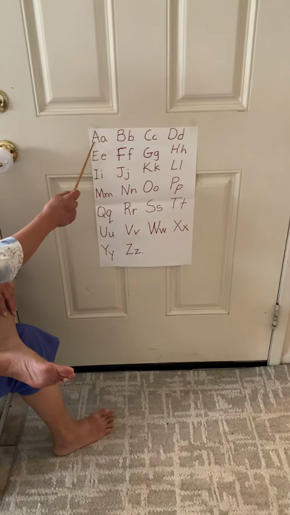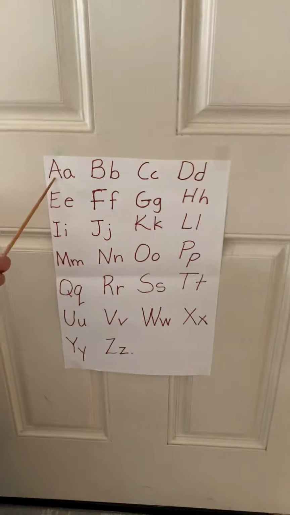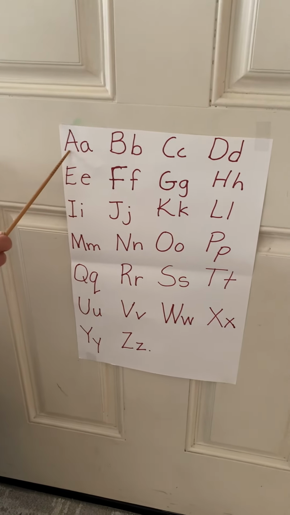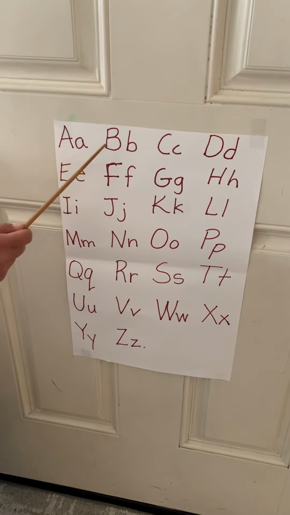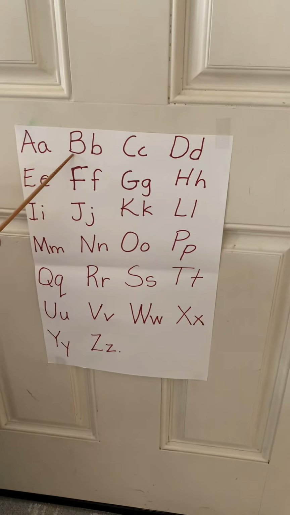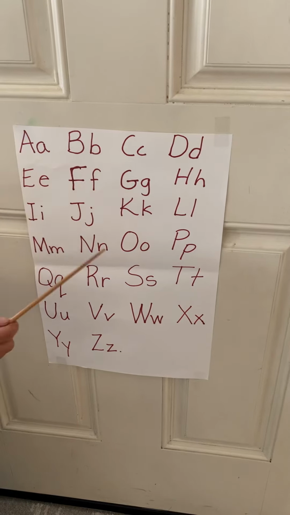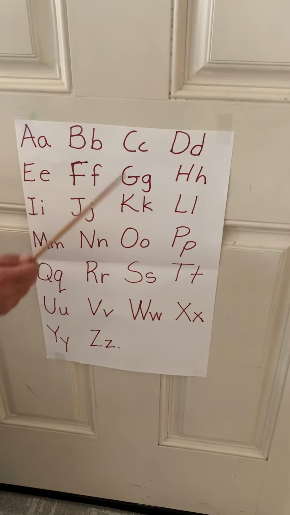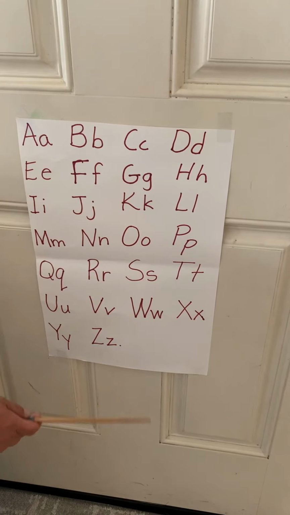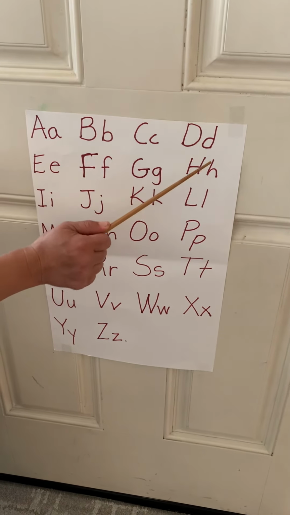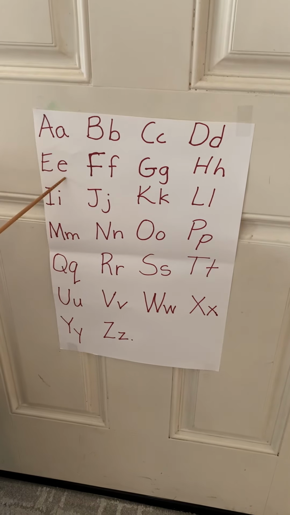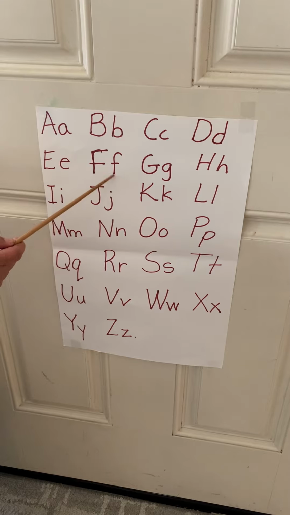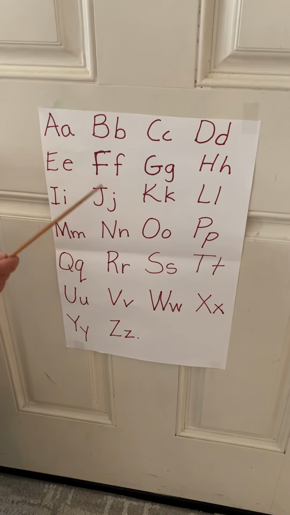So A says, this is A. A says A, and A says ah. B says B, and B says b. C says C, and C says k. D says D, and D says d. E says E, and E says eh. F says F, and F says f.